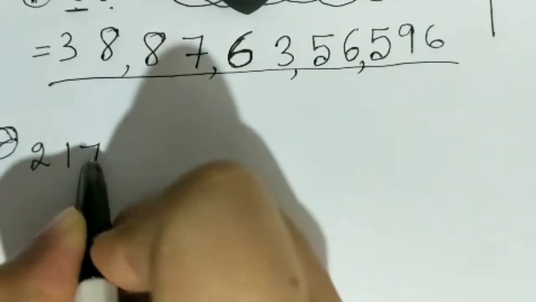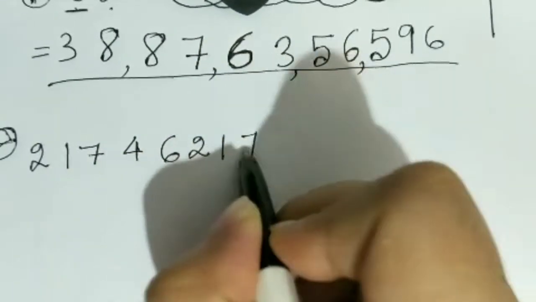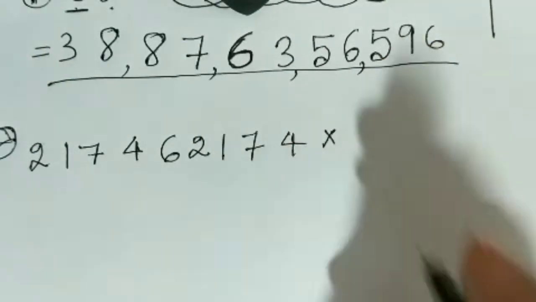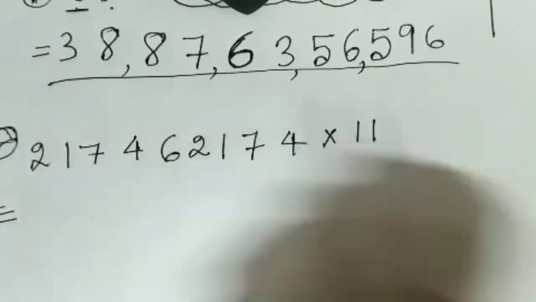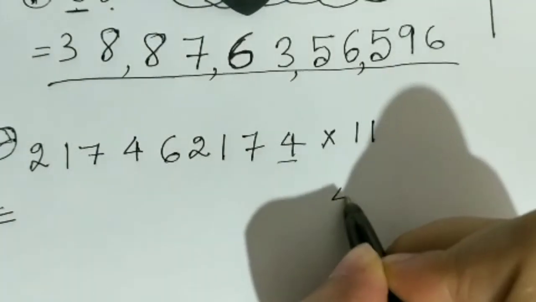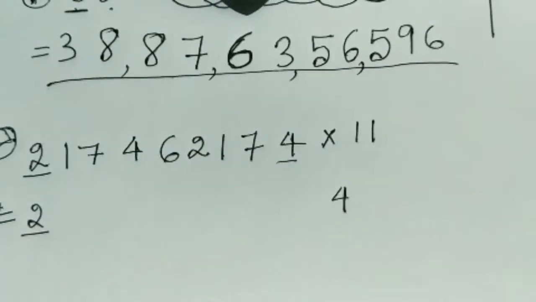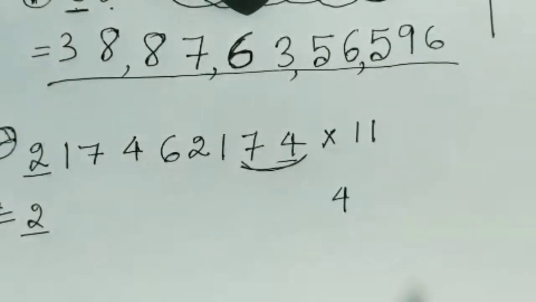Let us try another example. Let me take a number like 2, 1, 7, 4, then 6, 2, 1, 7, 4. Okay, that's enough. And then multiply it by 11. What I will do, I will write 4 here and 2 here. Okay guys? And then what we do, we just add up these two numbers.